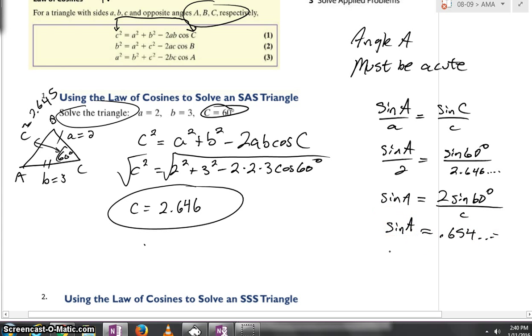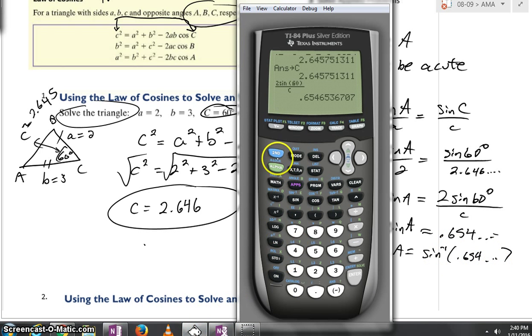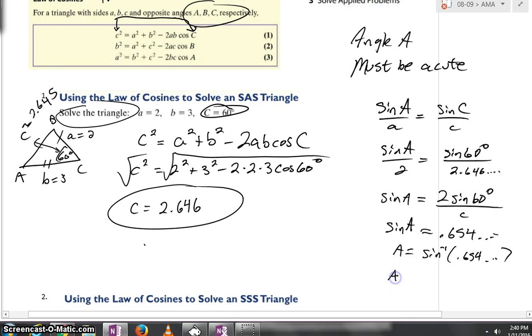How would you get A now? You'd have to do what? Inverse sine. So let's do that. We're reviewing the law of sines right now. That's always a nice thing to do. And I'll just go second answer. And that's about 40.9 degrees, roughly. Maybe jumping to Mr. Clifford's suggestion of just going to one decimal place.